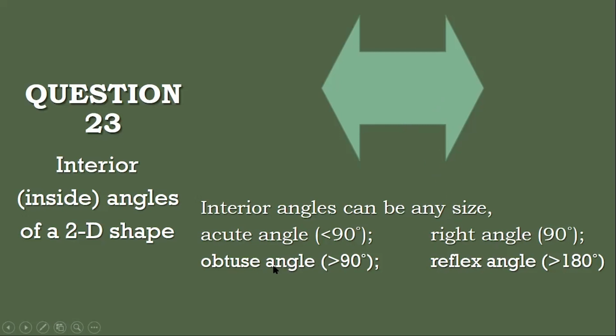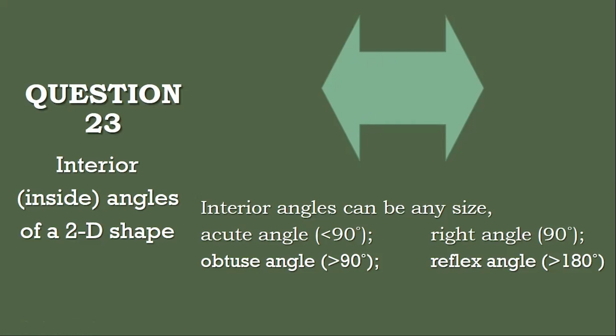It can be obtuse, which means it's bigger than 90 degrees. These two are obtuse. They are bigger. And then it can be a reflex angle. Remember we are talking of the interior. We are not talking of outside angles. We are talking of the inside angles. This thing is also an angle, even though it looks like it's too big, but it's an angle. It goes from there round to there. So it is a reflex angle.